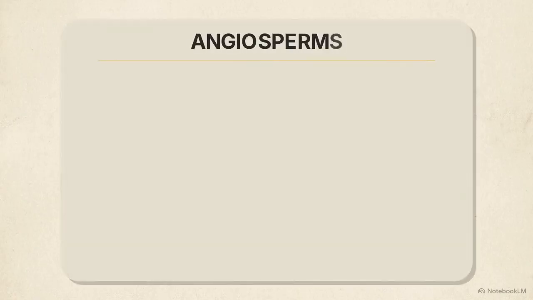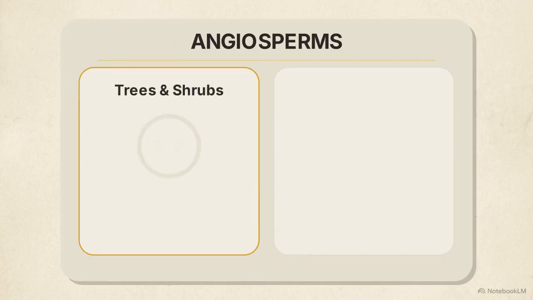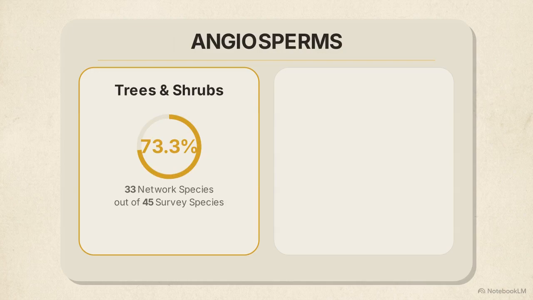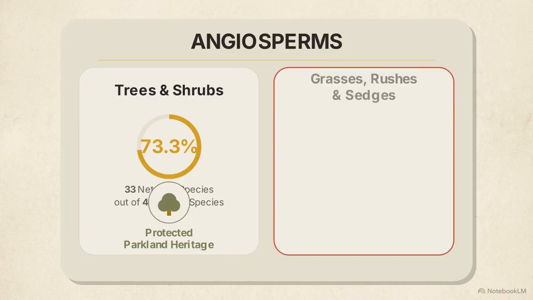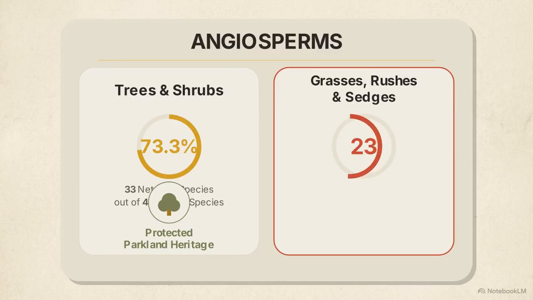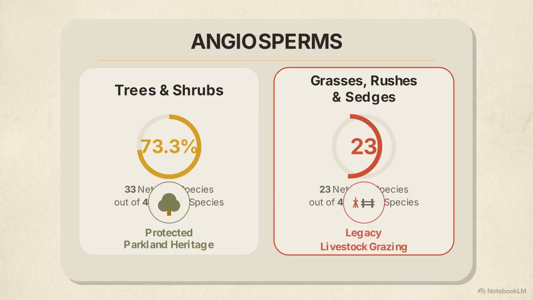This section of the chart isolates the angiosperms to examine the exact flora distribution across the park. Trees and shrubs represent nearly 3/4 of all regional species found within this specific local network. We can trace this high variety directly to the area's protected parkland heritage, a management style that intentionally preserved mature growth. Yet in the adjacent data, we see a significant underrepresentation of grass diversity. Only 23 out of 45 regional species are present here.